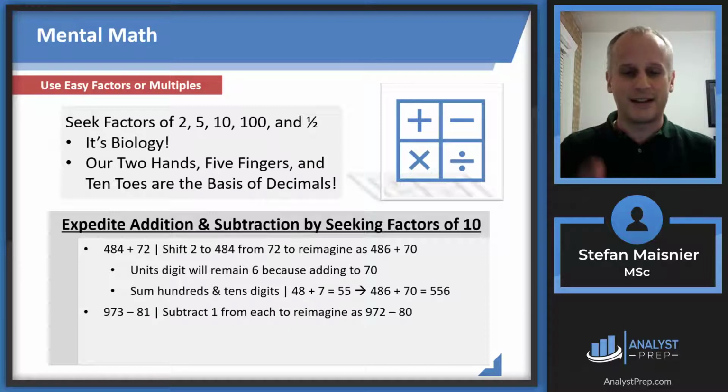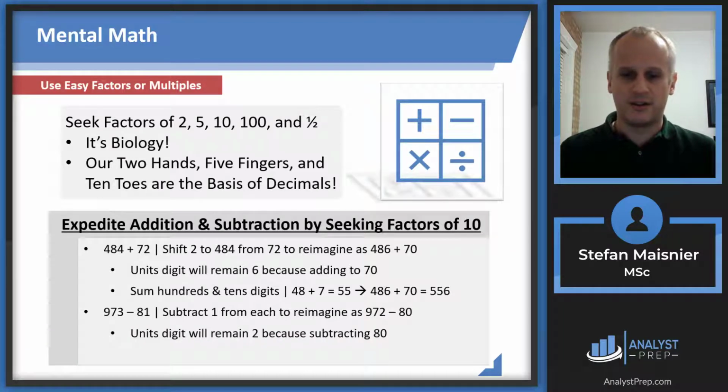Then for something like 973 minus 81, subtract 1 from each of the values to reimagine the difference that we're seeking as 972 minus 80. Because if you do the same thing to each side of the subtraction, you end up with the same result. So then we're going to basically have the same rule. We know that the units digit will remain a 2 because we just got rid of one end of the units digit and kept it as a 0. So the units digit is going to stay a 2 because we know we're subtracting 80 from 972.